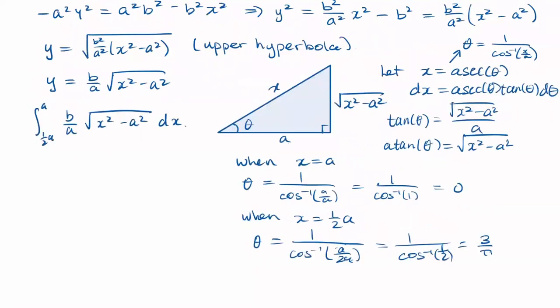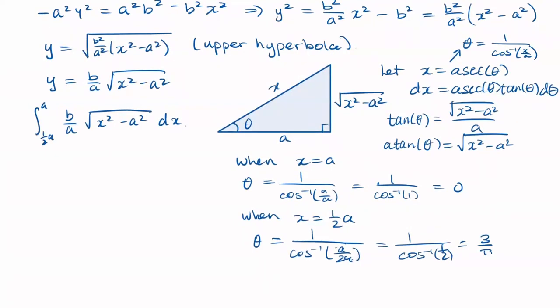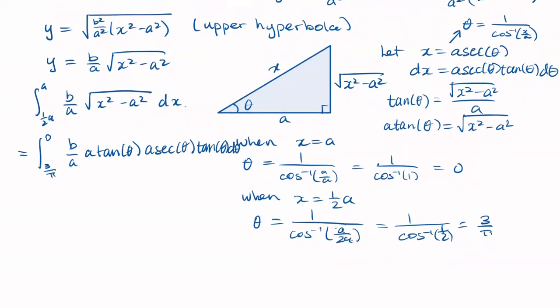Okay, so now let's go ahead and put everything together. The bounds are going to be changing. So we have the integral from 3 pi divided by pi to 0 of b divided by a. The square root is going to become a tan theta. The dx is going to be a secant theta tan theta d theta. So now this is just going to be the integral from 3 pi to 0, and we could just get b tan squared theta.